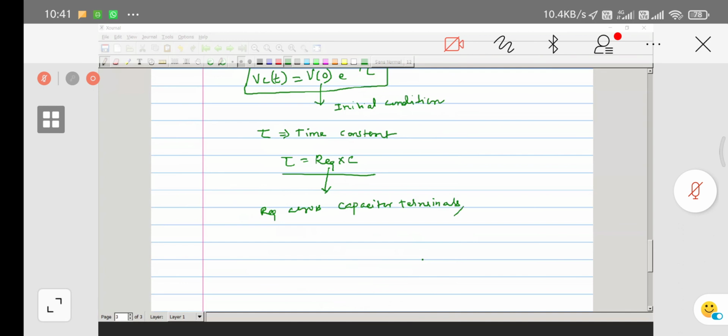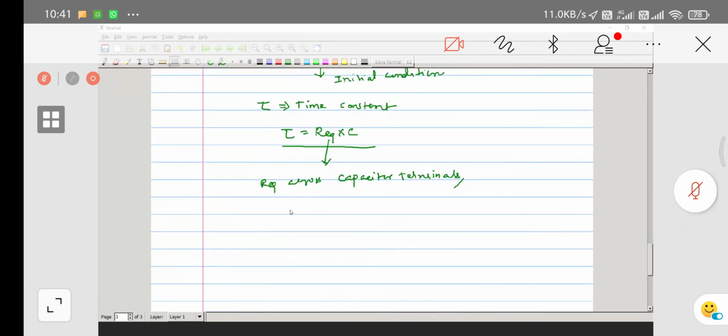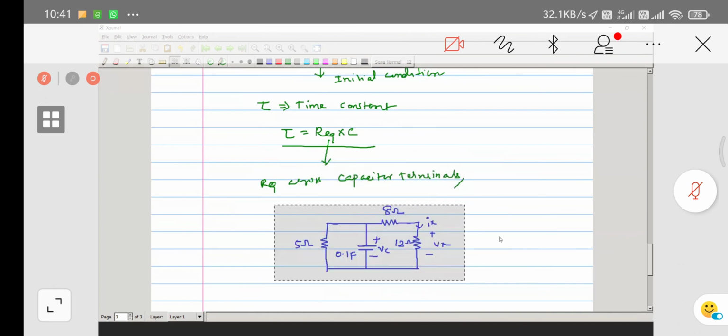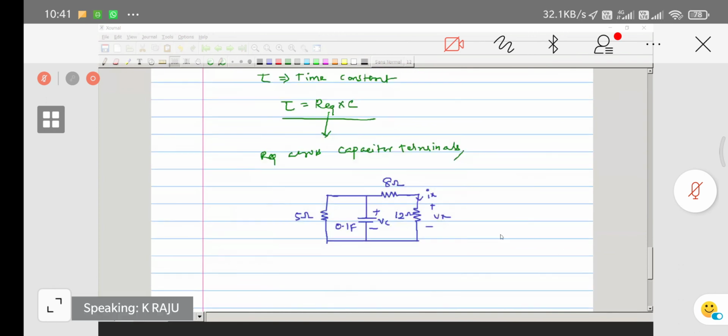To find out the voltage across the capacitor, you want to find the equivalent resistance across the capacitor. Here this is AB. These two are connected in series, and this one is connected in parallel.